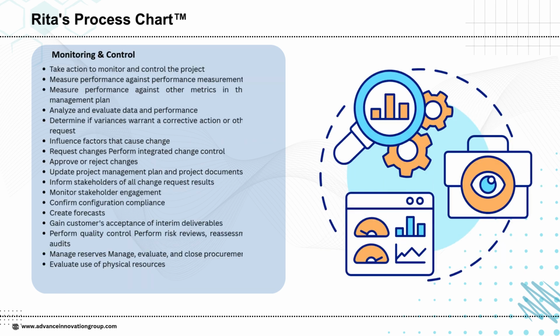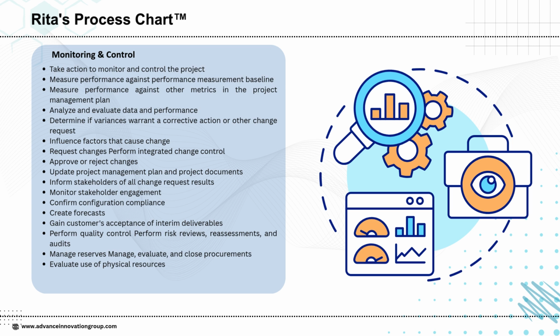In the monitoring and controlling phase, the goal is to ensure that the project stays aligned with its baseline and objectives. Performance is measured against the project management plan and other key metrics, while data is analyzed to identify variances. If deviations are found, corrective actions or change requests are considered.